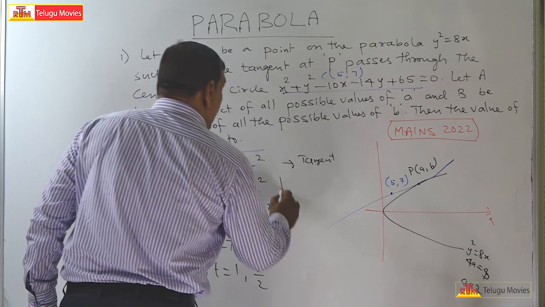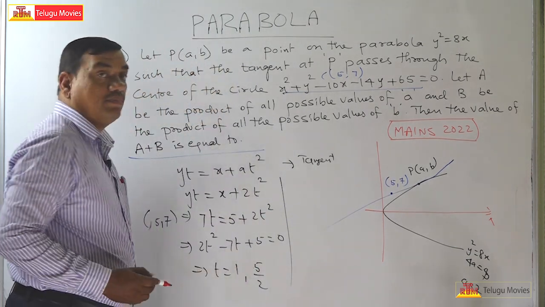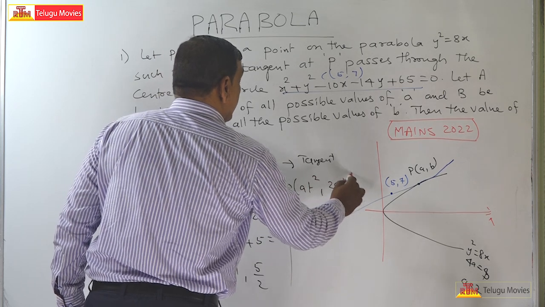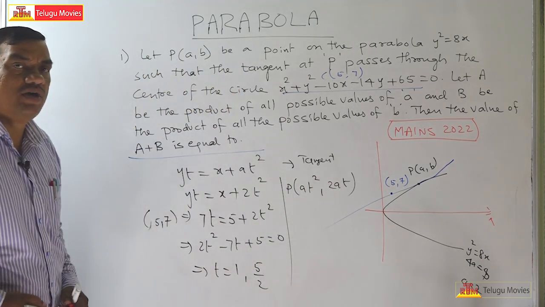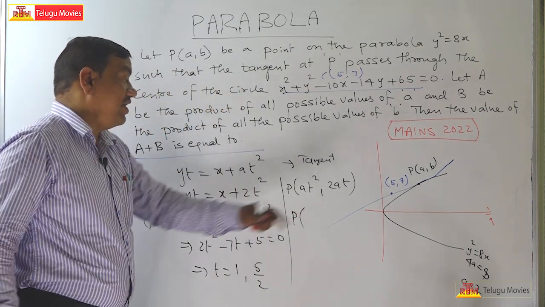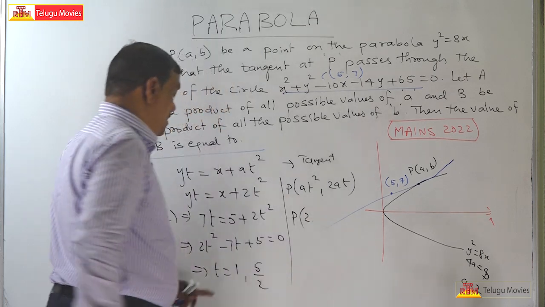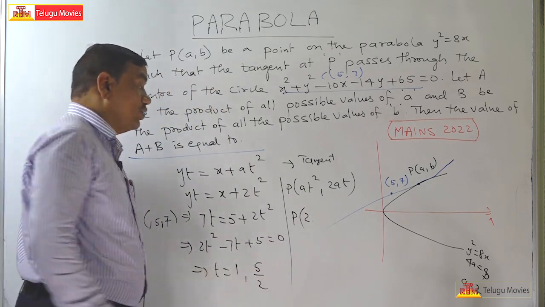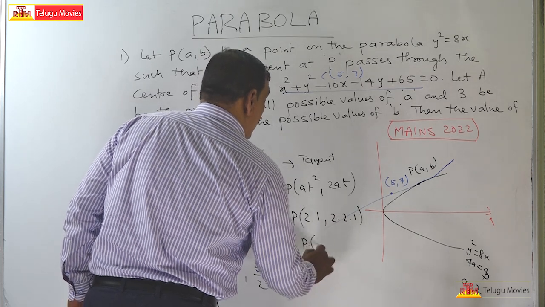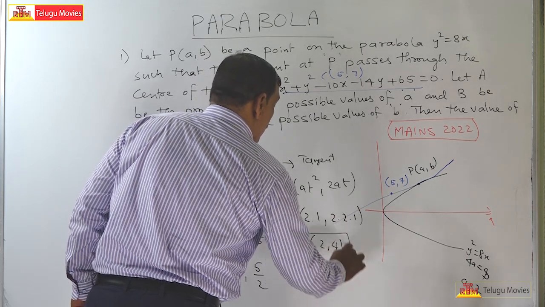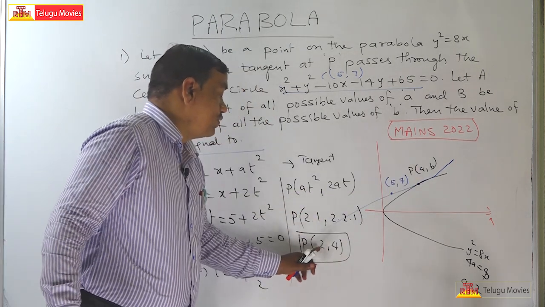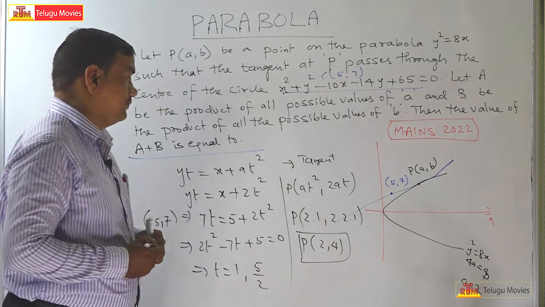Now, what are your points? Generally, what points will you take? P is equal to (at square, 2at), the general point on the parabola. So P is equal to (2t square, 4t). First, I will take t is equal to 1. That is (2, 4). Therefore P is equal to (2, 4). One P value got. That means for P(a, b), a is equal to 2, b is equal to 4.